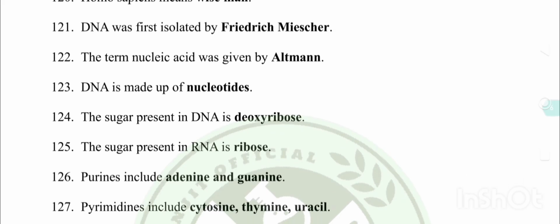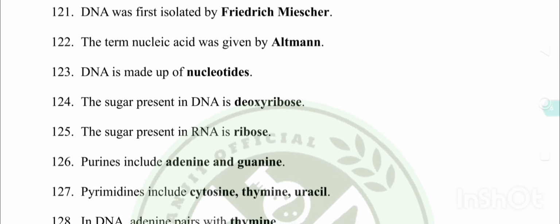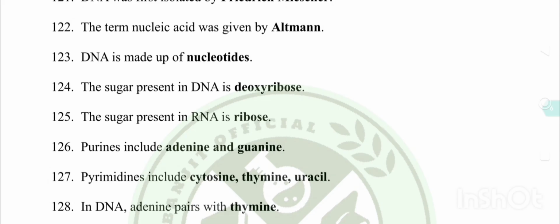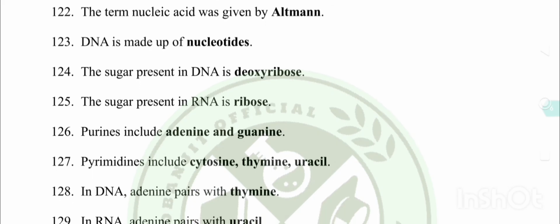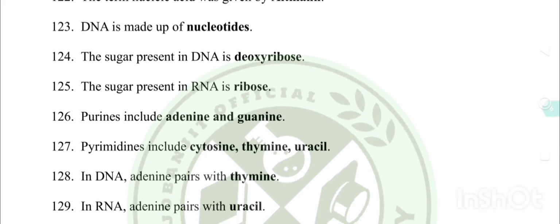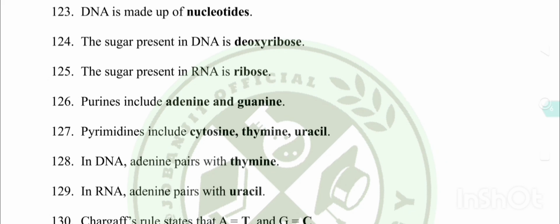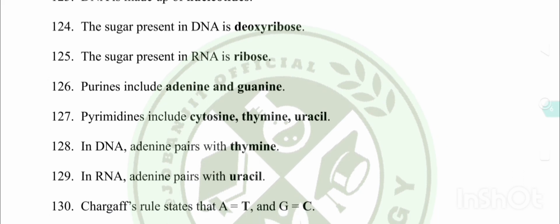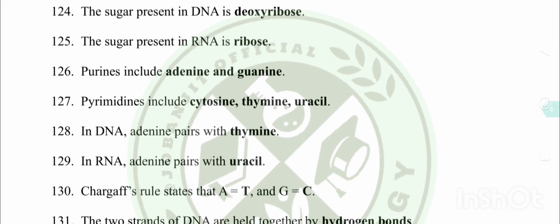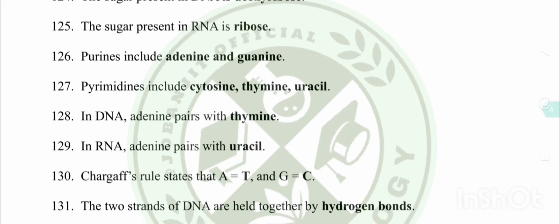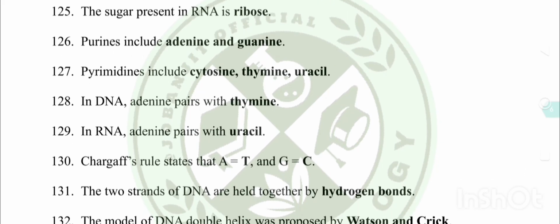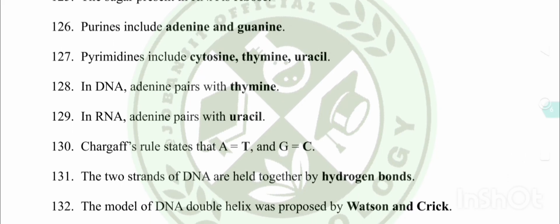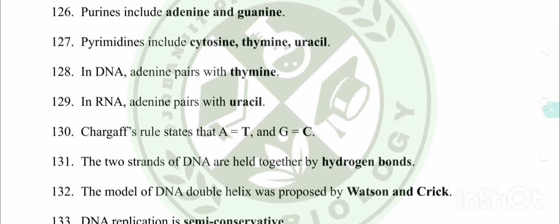125. The sugar present in RNA is ribose. 126. Purines include adenine and guanine. 127. Pyrimidines include cytosine, thymine, uracil. 128. In DNA, adenine pairs with thymine. 129. In RNA, adenine pairs with uracil. 130. Chargaff's rule states that A equals T and G equals C.